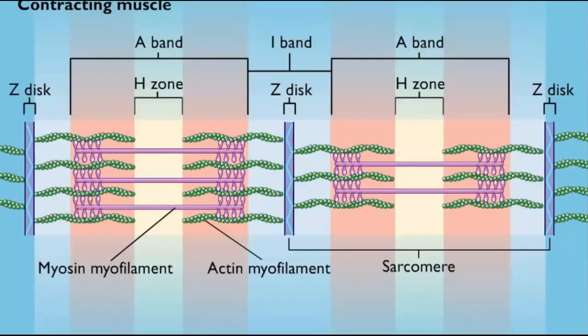And the end result is the shortening of the sarcomere. The distance between the Z discs shortens, the H zone disappears, the dark A band increases because the actin and myosin overlap more, and the light I band shortens. Calcium is removed from the cytoplasm, and tropomyosin blocks the actin site.